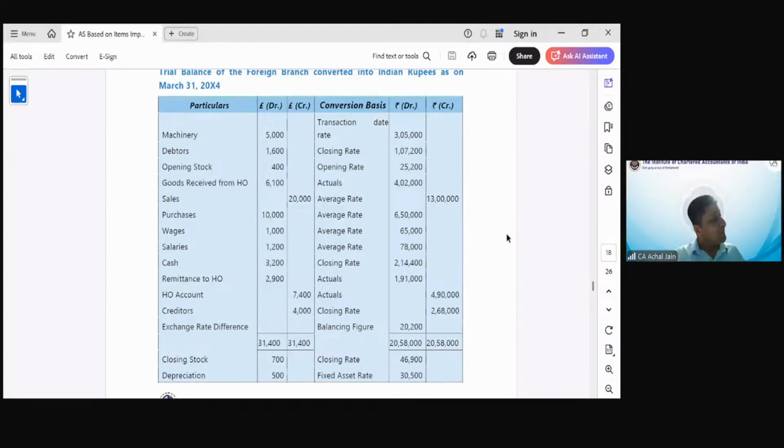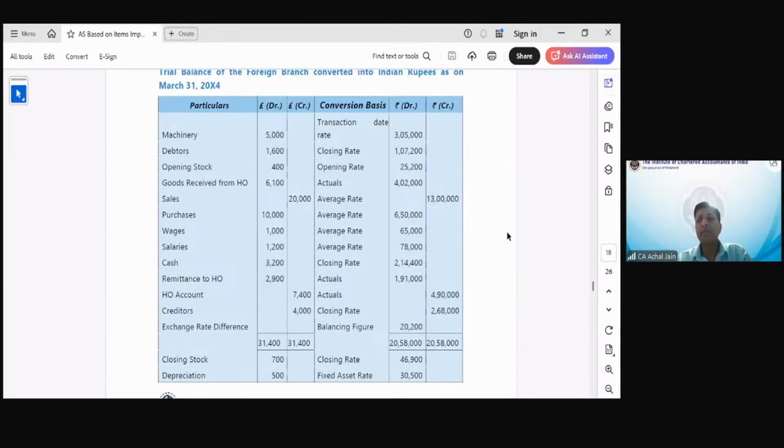Now we are given a few rates. The first rate is given for the machine which is purchased on 1st April X1. Then you are given another rate for 1st April X3, that means the opening one. And the third rate you are given for 31st March X4.